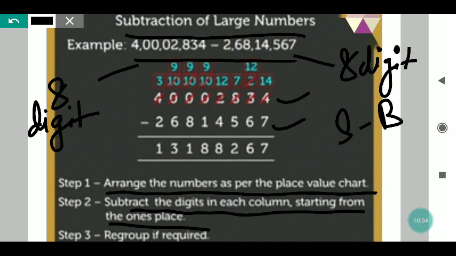So 14 minus 7, 7. Okay. Now that 3 has given 1, so it is 2 now. So 2 minus 6, not possible, my dear. 2 minus 6, not possible. Again the same thing. Smaller is we are subtracting from greater, not possible.